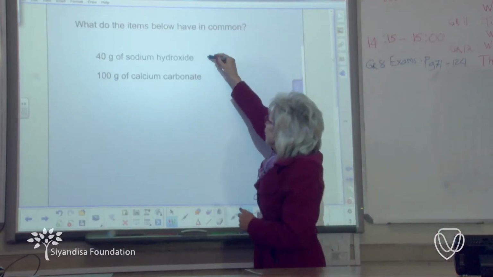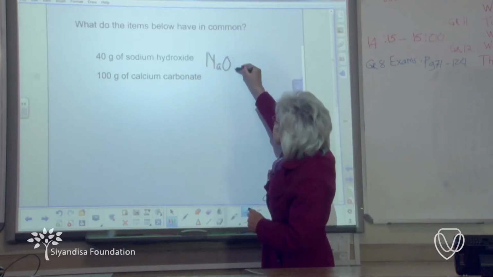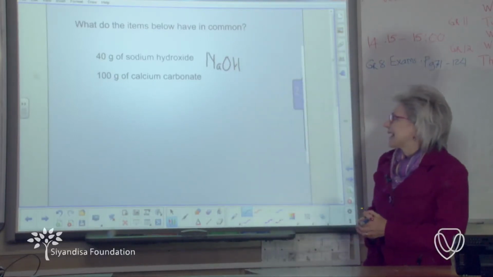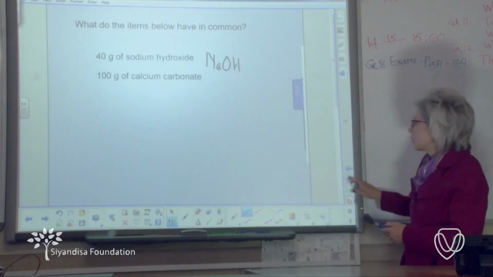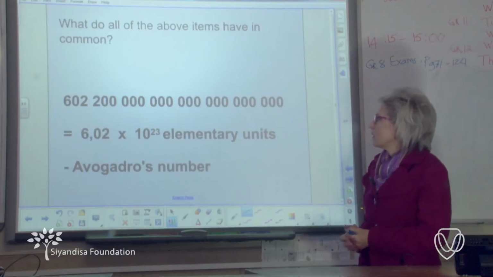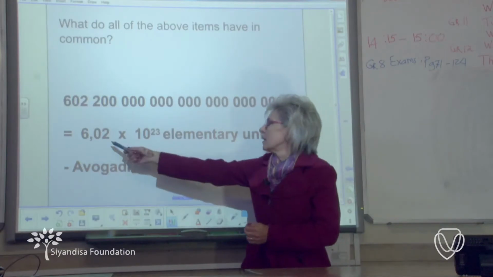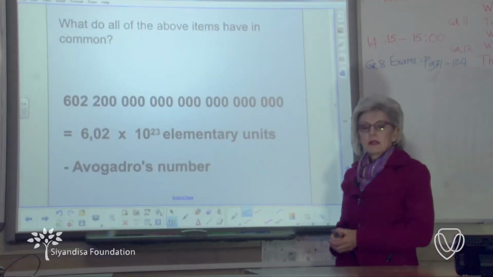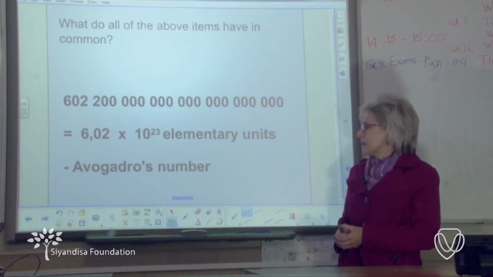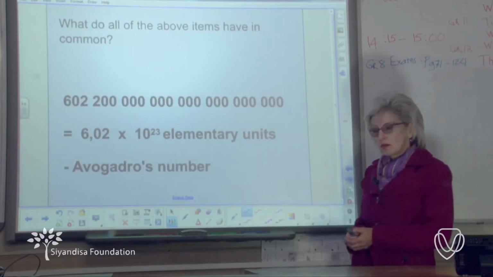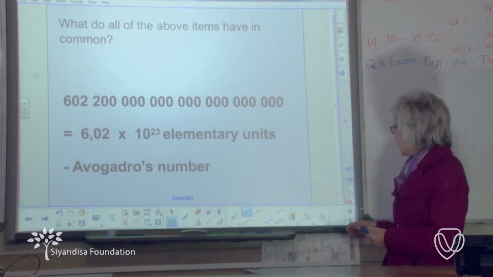If we look at compounds, sodium hydroxide, 23 grams for sodium, 16 for oxygen, 1 for hydrogen, adding up to 40, still 1 mole. And what do all of those have in common? They all represent 6,02 times 10 to the power 23 elementary units. And that number, because it's a constant value, has a special name. Mr. Avogadro's been named Avogadro's number. It does appear on your data sheet, so it's simple to find.